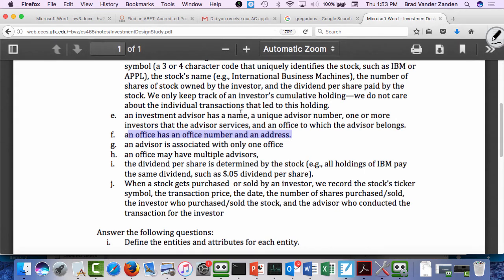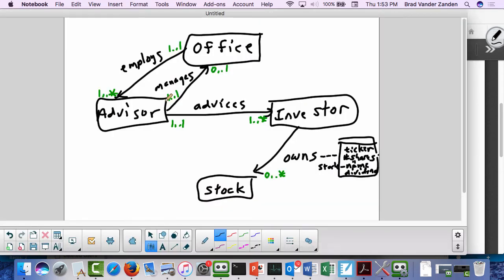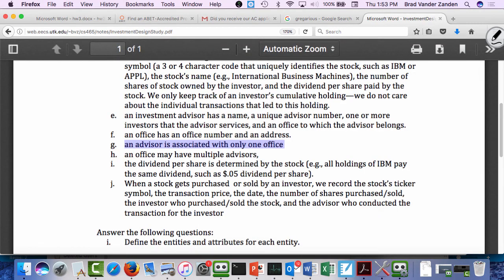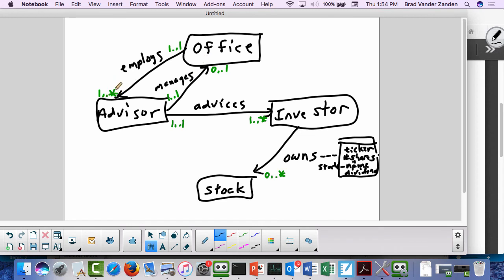G. An advisor is associated with only one office, okay? That's yet further confirmation that we were right in saying that the cardinality is one. And this says that an advisor is associated with only one office, so the cardinality of that relationship was one. An office may have multiple advisors. Okay, that's confirmation of the fact that the cardinality right here can be many. An office can have many advisors. That's just confirmation of something we'd already assumed.